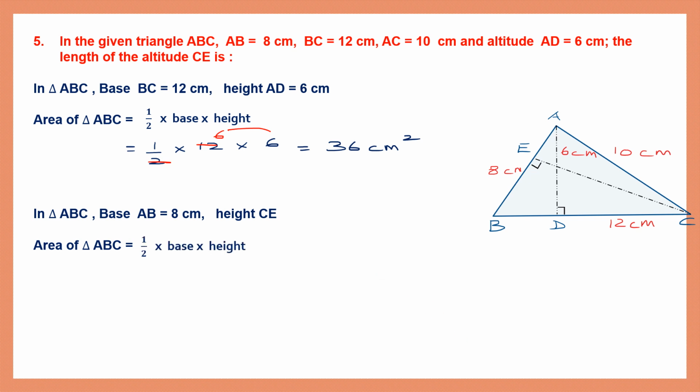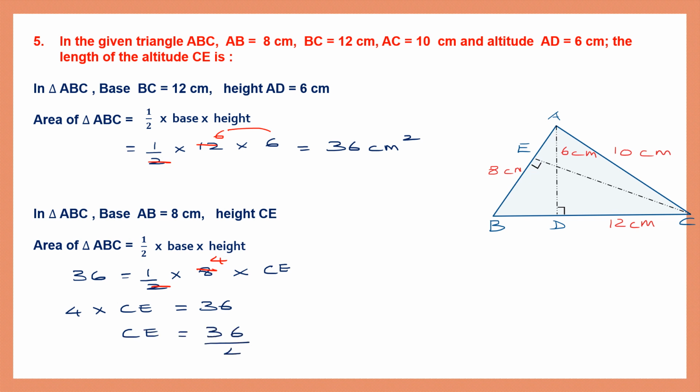So that will be half into the base AB is 8 centimeters. Height we don't know. This is what we're going to find out. And we already know the area. It is 36 centimeter square. So now let's cancel this. Here I can cancel 2 and 8, 4. So 4 into CE. So 4 into CE is 36. So now we're going to find the value of CE. CE is 36 divided by 4, and 4 9s are 36. So we have found the length of CE, the other height or the altitude, and that is 9 centimeters.